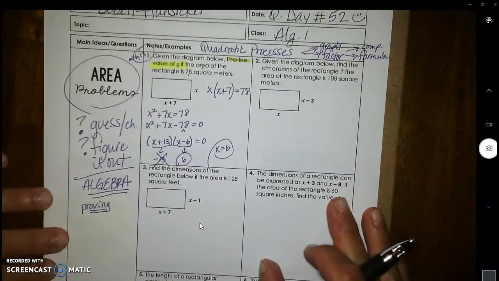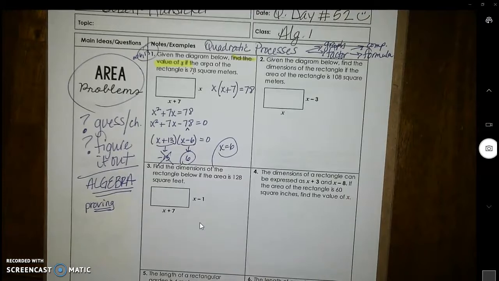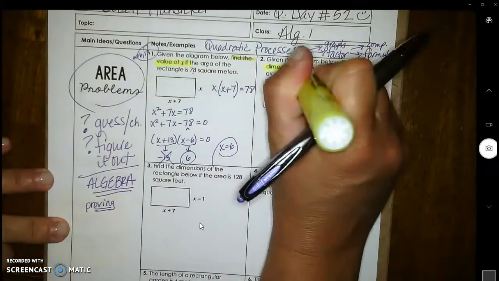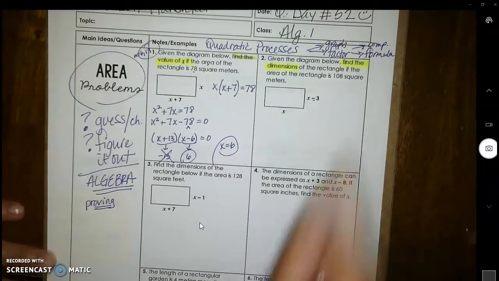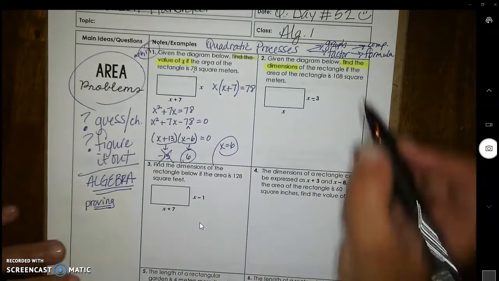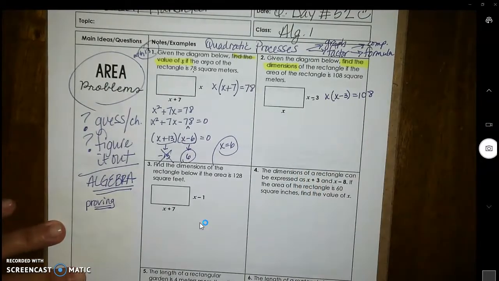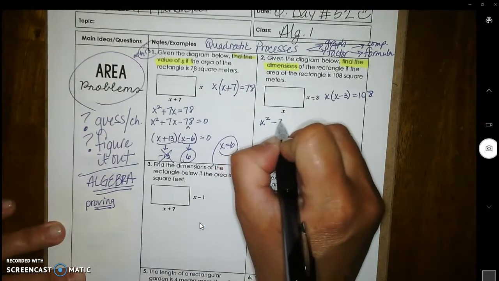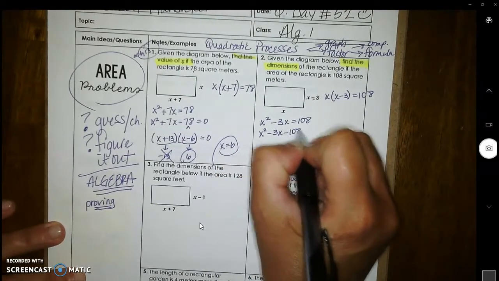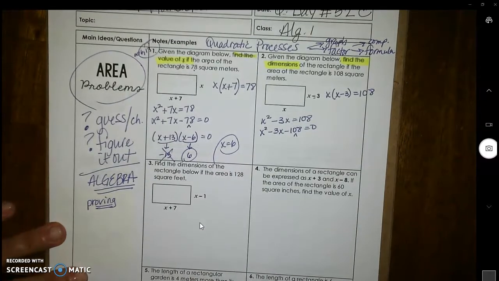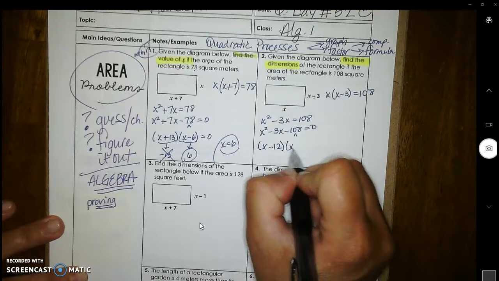Number 2, given the diagram below, the dimensions of the rectangle, find the dimensions of the rectangle. So this time we want the dimensions, okay? I want the length and the width, and I want the area to be 108. So again, same thing. I'm going to write length times width and set it equal to 108. Let's go distribute. Let's move the 108 over, and let's go find numbers that multiply to give you 108, that add to give you 3. I know that those numbers are 12 and 9.